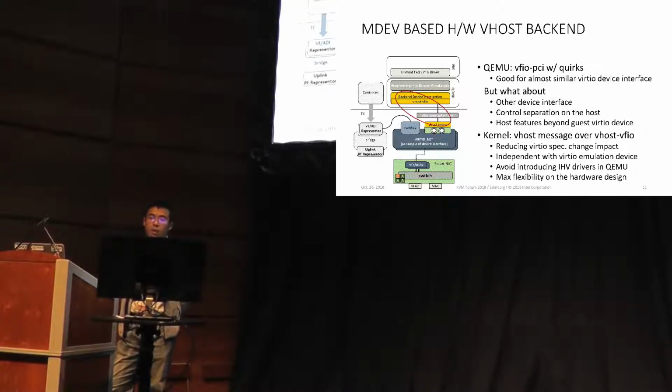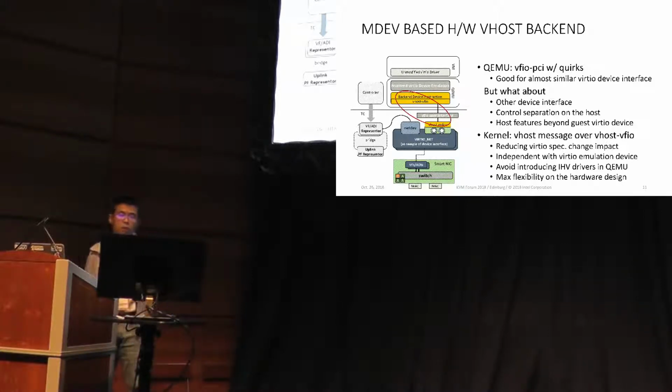Another issue is that if QEMU takes that on, what about the control separation? I still need to leverage kernel functions, like TC flower, to configure the per-representer, and where that comes from. Also, the host features, as I mentioned, are much more than the front-end functions. We can reduce functions on the guest and make it simple enough to support cloud, but what about a host interface? That's why we focus on the kernel. We introduce a new channel to deliver the vhost messages over the VFIO interface. So nothing changed in the VFIO user API, and nothing changed in the vhost message definition. All things are there, we just introduce a new channel.